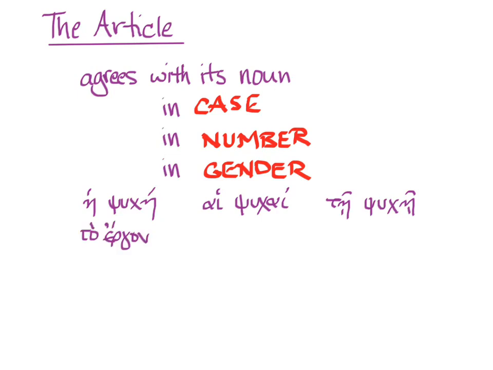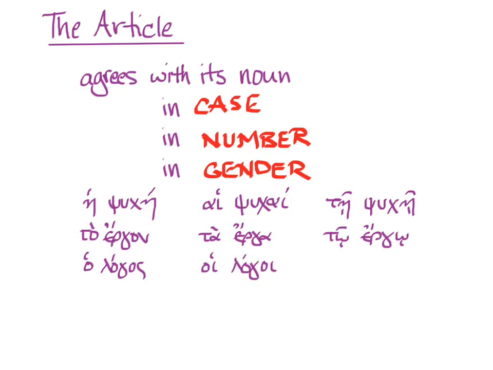So with deed, it's to ergon in the nominative singular. Deeds is ta erga in the nominative plural. And for the deed is tō ergō in the dative singular. Or, to continue the examples, the word as the subject of the sentence in the nominative singular is ho logos. The words as a plural subject is hoi logoi, and for the word in the dative singular is tō logō.